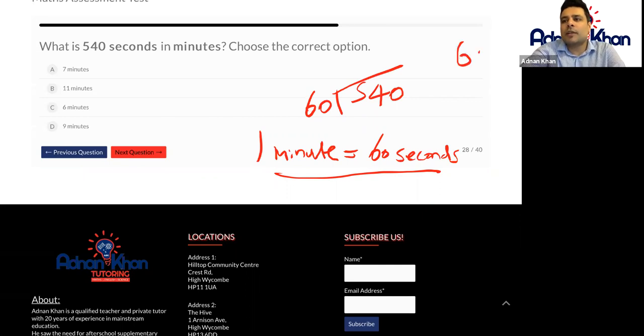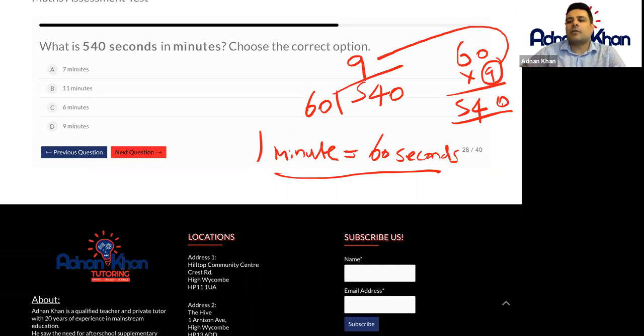And then if we do 540 divided by 60, so you can just work it out here. Let me do a multiplication for you as well to make it easier. That's too hard. So 9 times 0 is 0. 9 times 6 is 54. So that means 60 goes into 540 9 times. And 9 minutes will be our answer in this case.